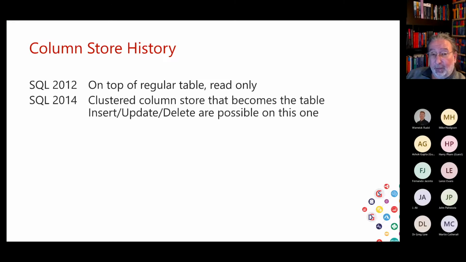In 2014, column store became clustered column store. The old read-only version still existed. You had a regular table you could put it on top of, or you could convert your table into the column store. Like when you have a heap and you put a clustered index on it, the clustered index becomes the table. The same is true with the clustered column store. It becomes the table. There's no other copy of the data. It's only there. And you can do inserts, updates, deletes. But as we will learn later on in this session, it's a very bad idea to do that.